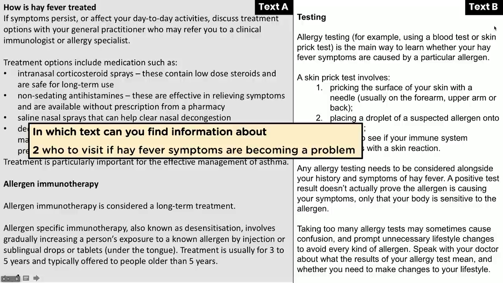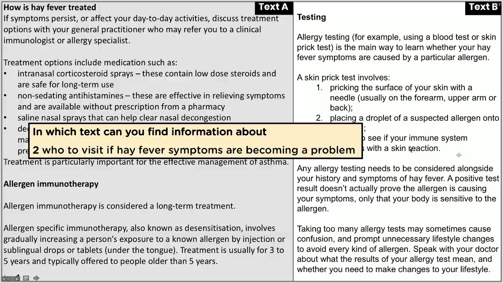Now let's look down here at text B. It says, speak with your doctor about what the results of your allergy test mean and whether you need to make changes to your lifestyle. Does that say the same thing as this part here? Who to visit if hay fever symptoms are becoming a problem? Not really. Let's take a closer look at this part here. It says, if symptoms persist or affect your day-to-day activities, discuss treatment options with your general practitioner who may refer you to a clinical immunologist or allergy specialist. So who to visit then? Text A or B, you decide.